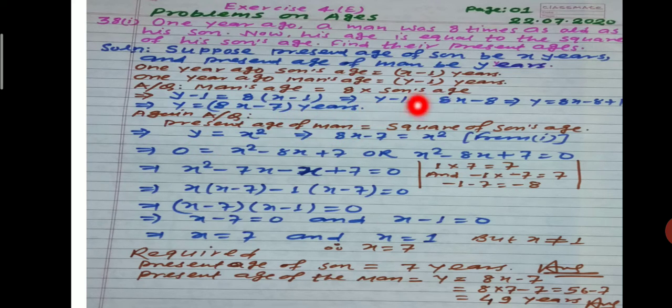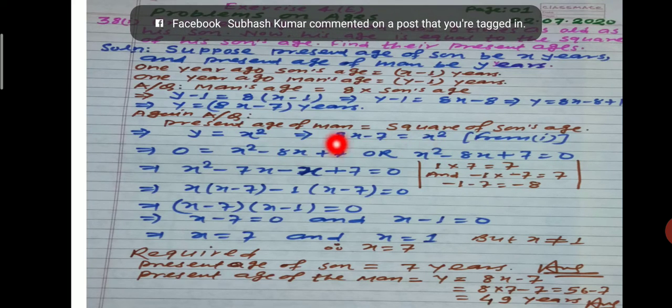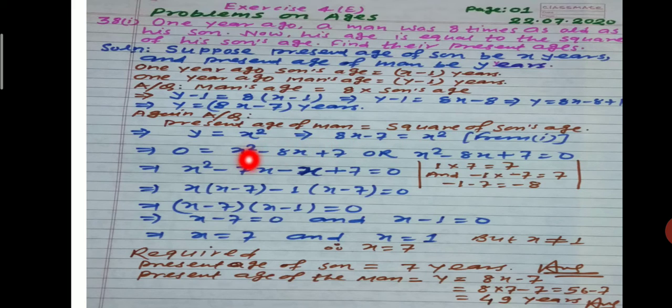Let us consider it as equation first. We have y is equal to 8x minus 7 as equation first. So put the value of y here, which is 8x minus 7, equal to x square. This implies that when 8x is transferred to the RHS it will be minus 8x, and minus 7 when transferred to the RHS will be plus 7, and in the LHS then 0 will be left. So 0 will be equal to x square minus 8x plus 7, or this can also be written as x square minus 8x plus 7 is equal to 0.